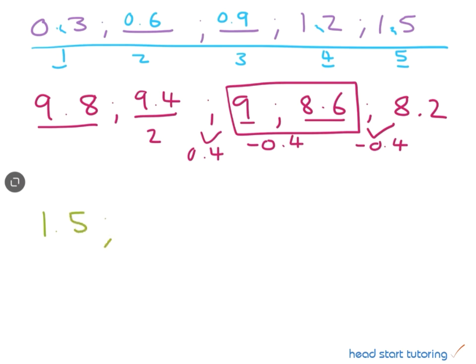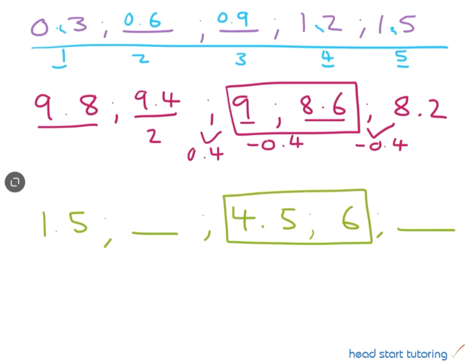1.5, 4.5, 6, and another gap. So again, we should try and have a look at our numbers that are next to each other in the sequence. And what we can do is find the difference between these two. So we know 6 is greater than 4.5. So we can say 6.0 minus 4.5. You might be able to do this in your head, but it's best to just check anyway.